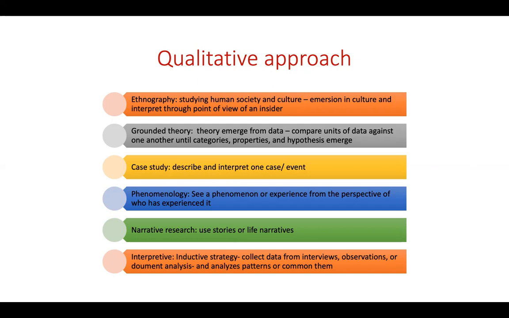Second approach is the grounded theory approach. The theory emerges from data and compare units of data against one another under the categories, properties and hypotheses emerge. It is usually done with a very open mind. The scientists or researchers go to the study participants and then they collect data without much hypotheses. And then the hypothesis emerges out of the data that has been collected.